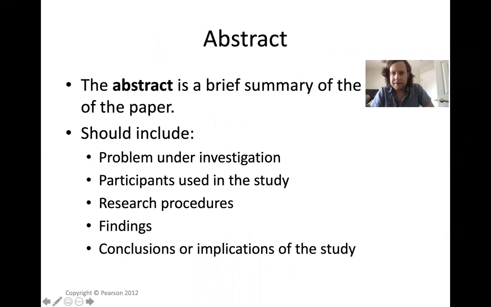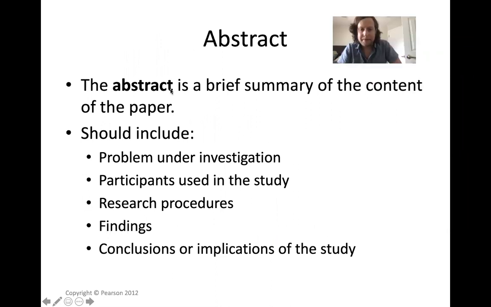Okay, the abstract. You probably know by now, the abstract is a brief summary of the content of a paper, and includes all of these things. A very brief statement about the purpose of the investigation. It should be clear who your participants are. Are they adults? Are they elderly individuals? Are they kids? Are they babies? Are they individuals with some type of psychiatric disorder? Briefly state the research procedures. You will briefly state what the findings of your study were, the most important findings, and then the implications of your study in the abstract.